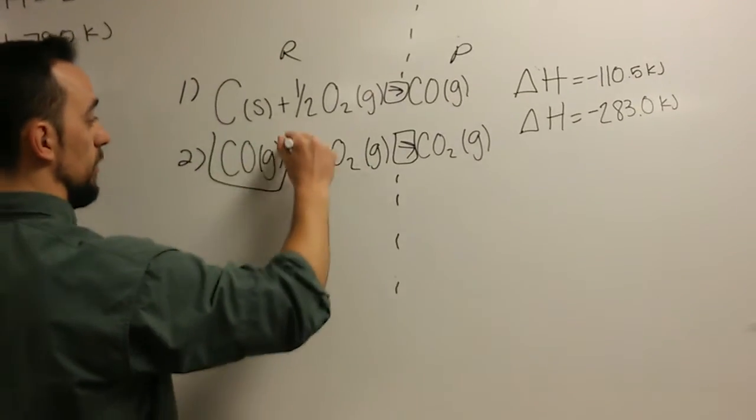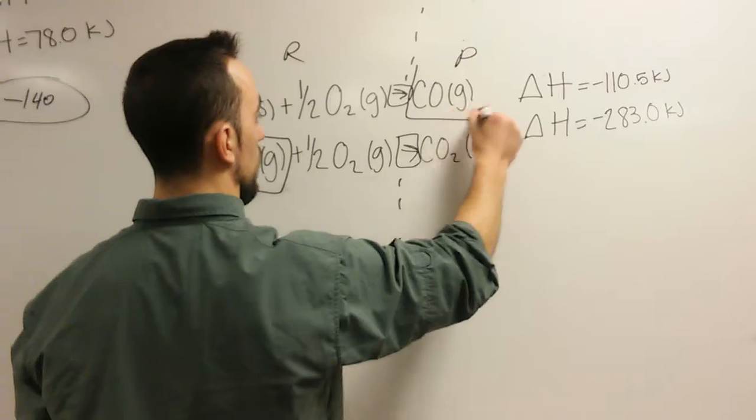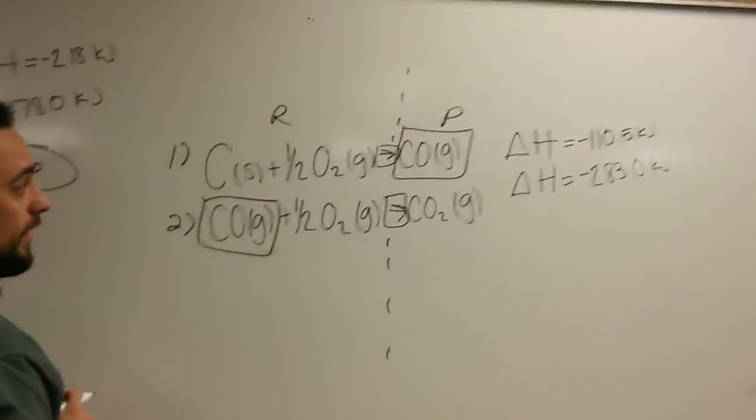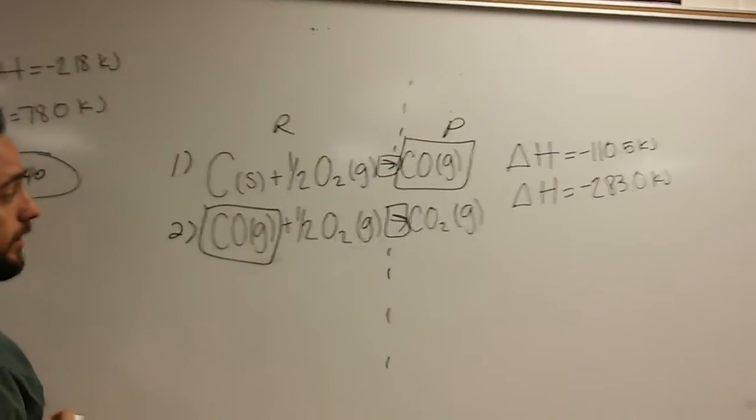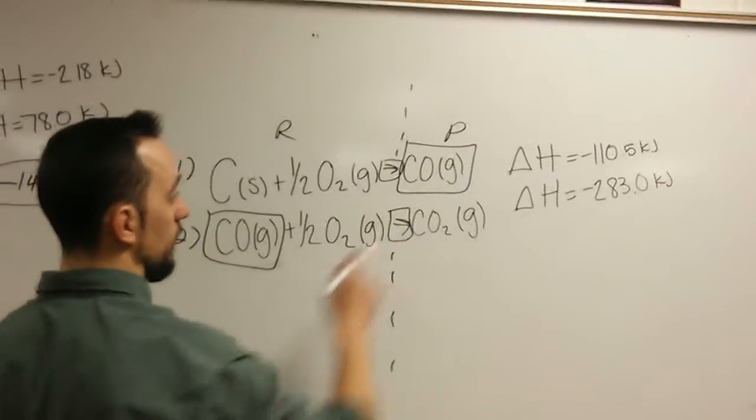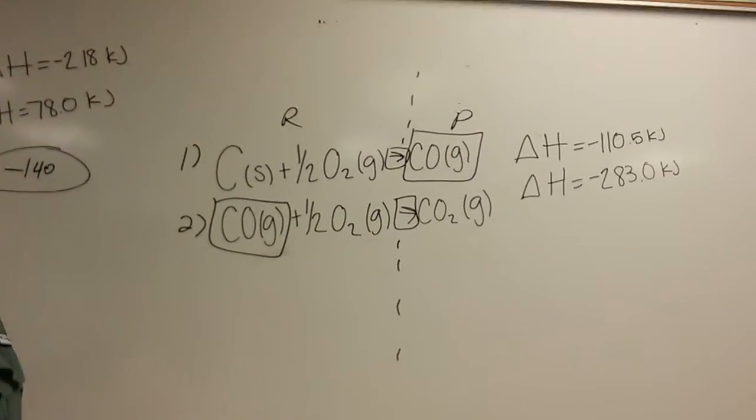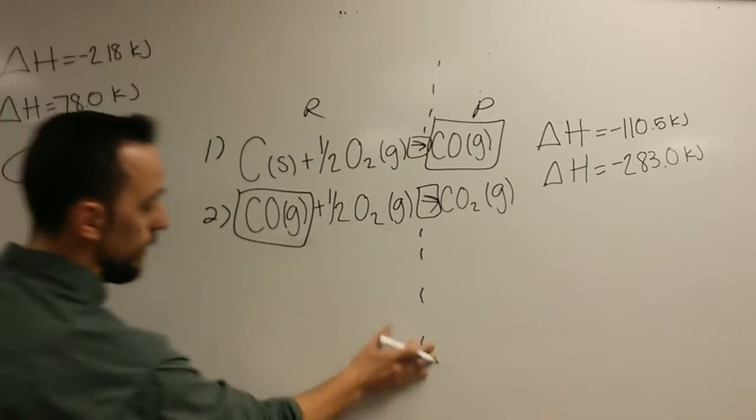I do. So I'm going to put a square around here and a square around there because they're opposites on that side of the line. Do I have an O2 on the opposite side? No, I don't. Okay, so now I got to combine everything.